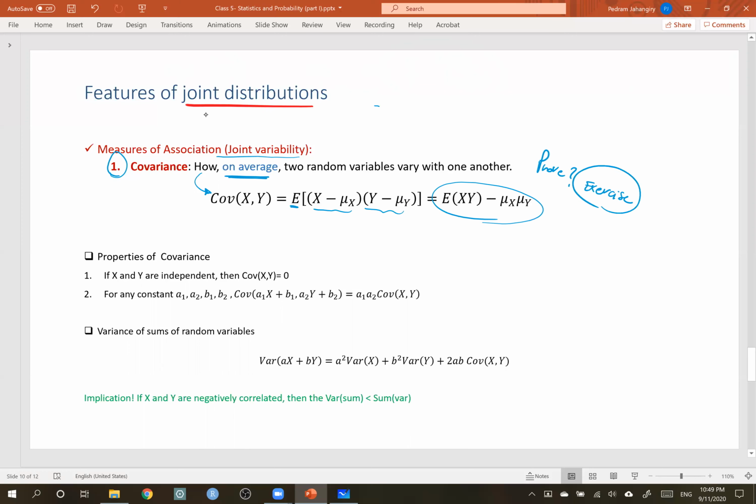None of these things are testable, but you need the intuition at least for the rest of the semester. So this is the definition of covariance.